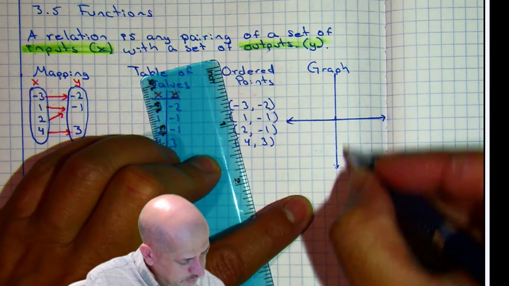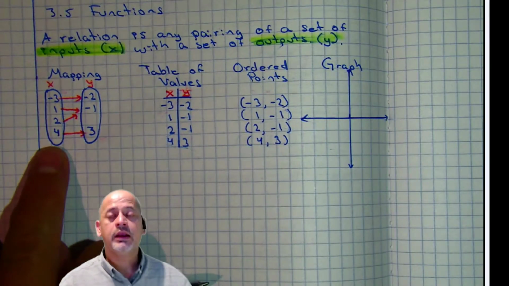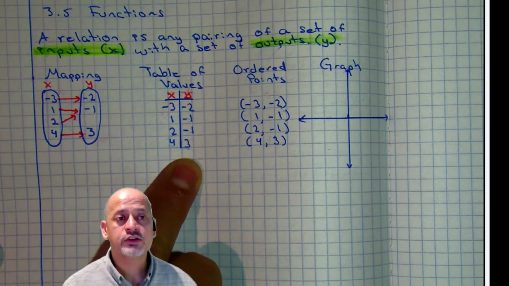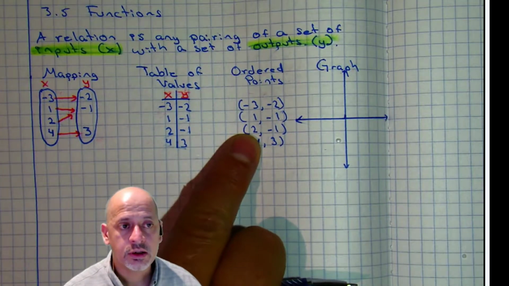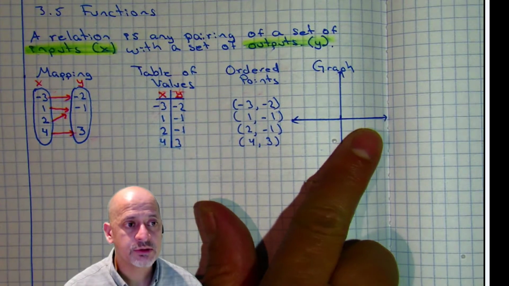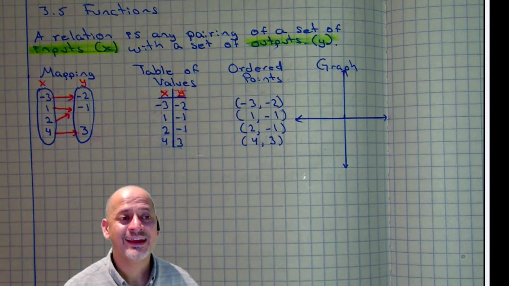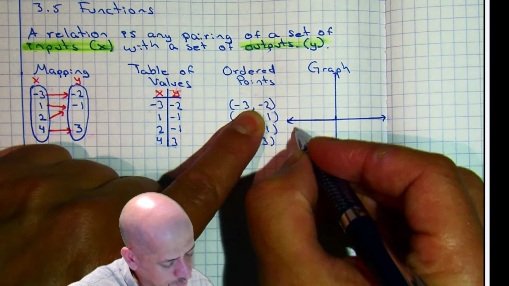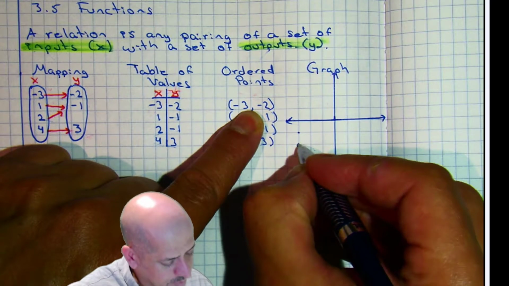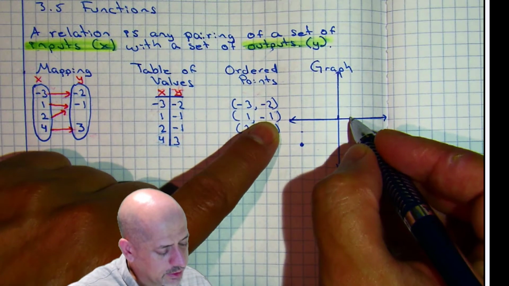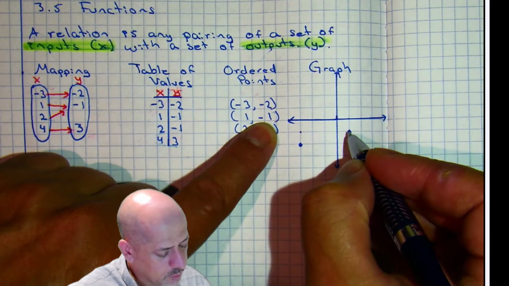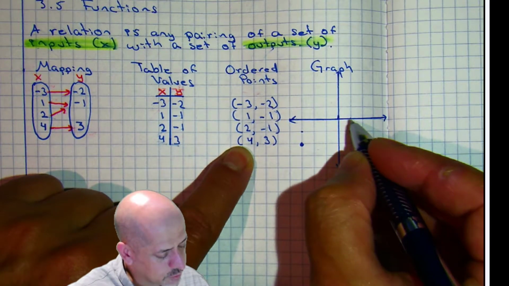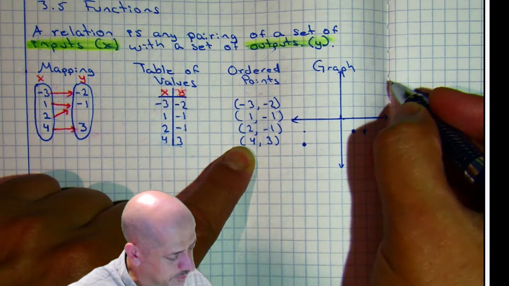So therefore, the mapping can be translated into a table of values. The table of values can be translated into points. And your points can be translated as a set of points. So -3, and we can plot them -2. We go to the right 1 and down 1. We go to the right 2 and down 1. And last, we go to the right 4 and up 3.